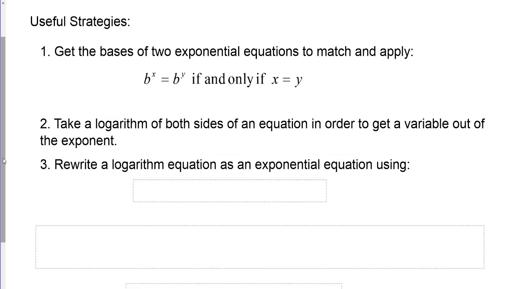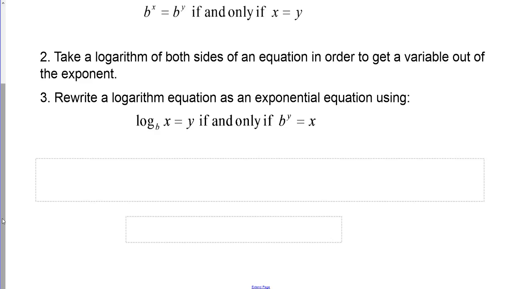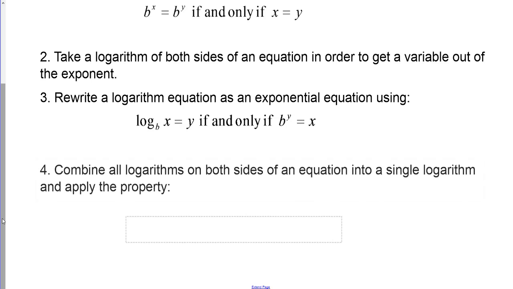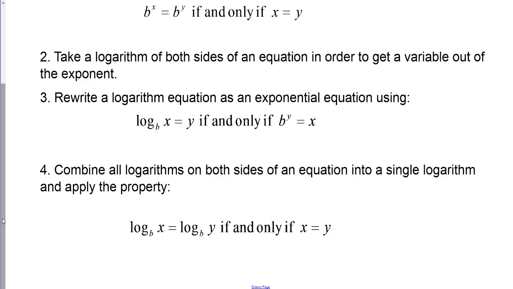Next, you can rewrite a logarithm equation as an exponential equation using this formula right here, or vice versa. So you could do an exponential equation as a logarithmic equation, and that's another thing you could do if an exponential equation didn't allow you to write the bases the same, for instance. You could combine all logarithms on one side of an equation into a single logarithm and apply this property. The log base b of x equals the log base b of y if and only if x is equal to y.